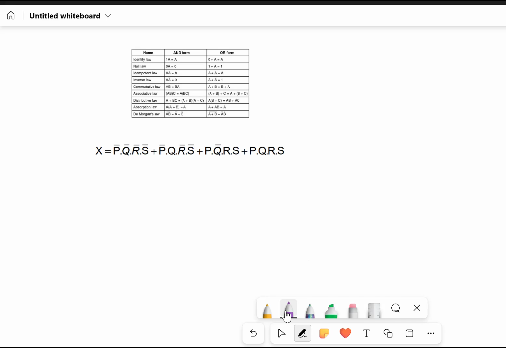Okay, so looking at this by itself, it's going to be quite hard to see any patterns, so what we can look for is common terms instead. So we've got not P, not Q, not R, not P, not R, not S, not Q. Okay, so what comes up multiple times? Not P, not R, not S. So that's what we're going to do to start off with. We're going to make that into one. Not P, not R, and not S.